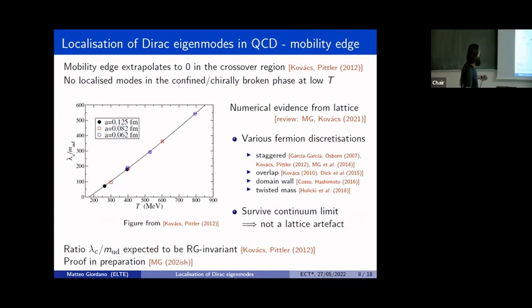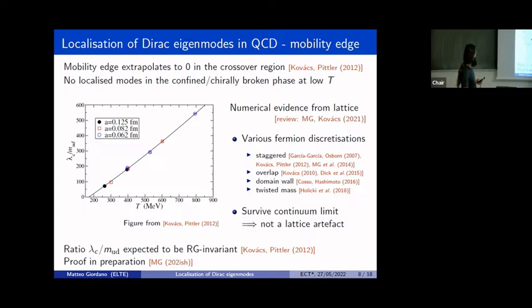And in any case, what was found in QCD 10 years ago already, time flies, is that the mobility edge extrapolates to zero in the crossover region. If you go down in temperature, you see that the region of localized modes in the spectrum just shrinks. And if you extrapolate, you see that it vanishes somewhere around 170 MeV, so well in the crossover region. And in the confined phase at low temperature, there is no sign of localized modes.